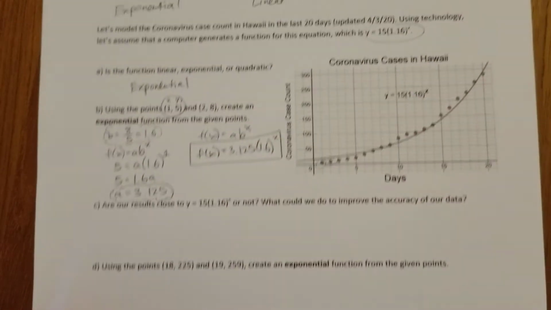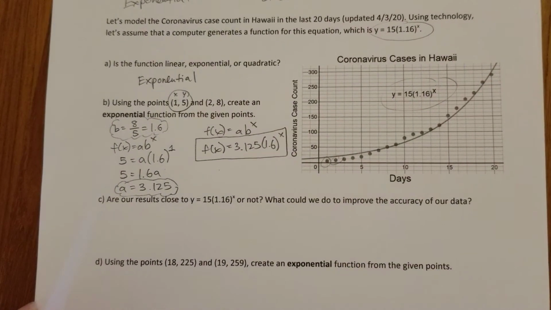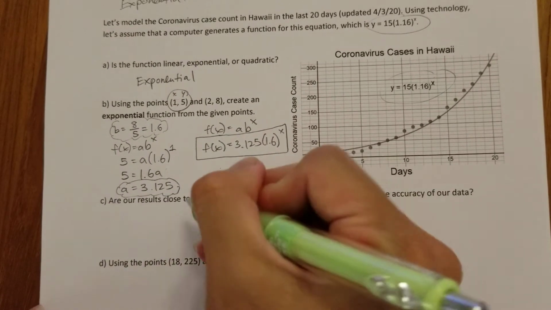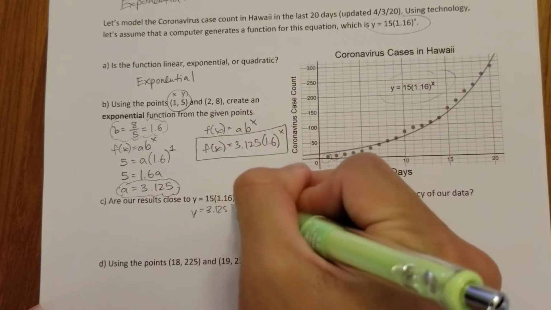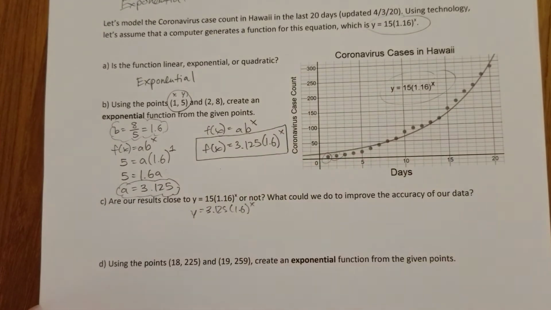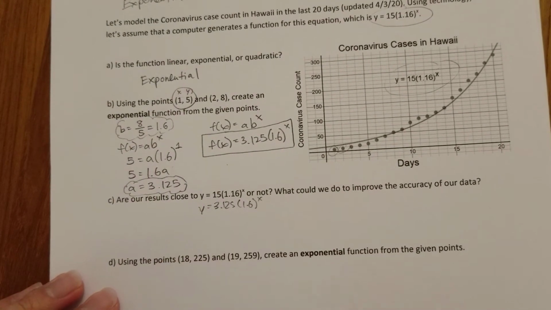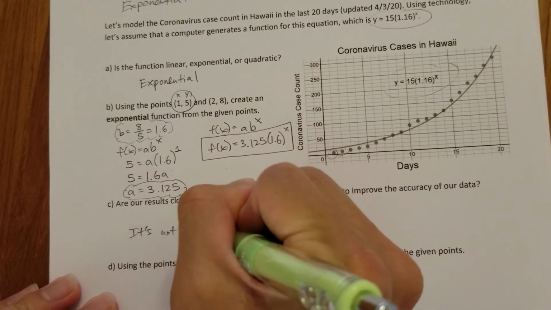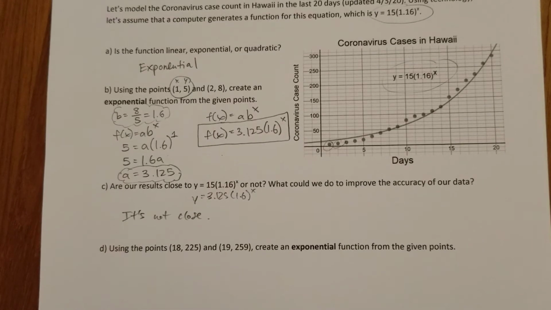It says, are our results close to this? So earlier in the problem, you see here, this is our equation that we started with. We're comparing our y equals 3.125 times 1.6 raised to the x. Are our results close to this or not? And if you look at it, it's not close. And what do you think we could do to improve the accuracy of our data?